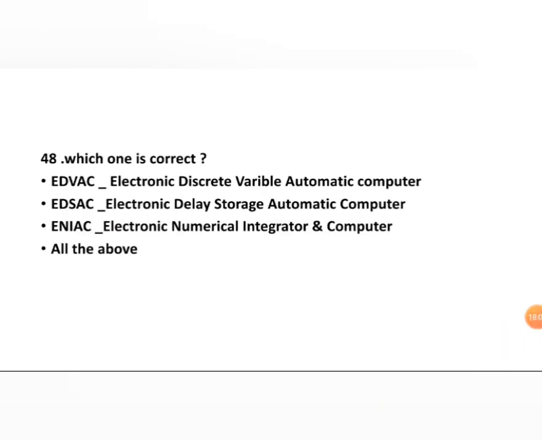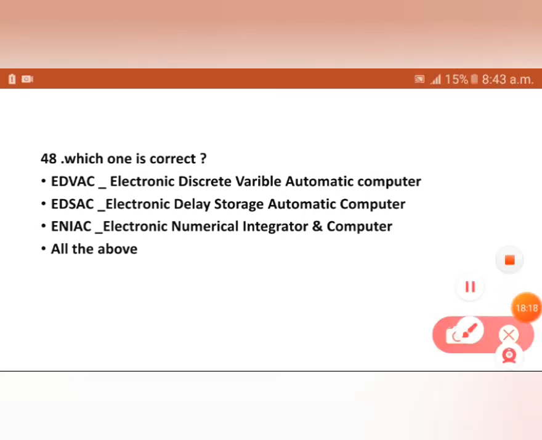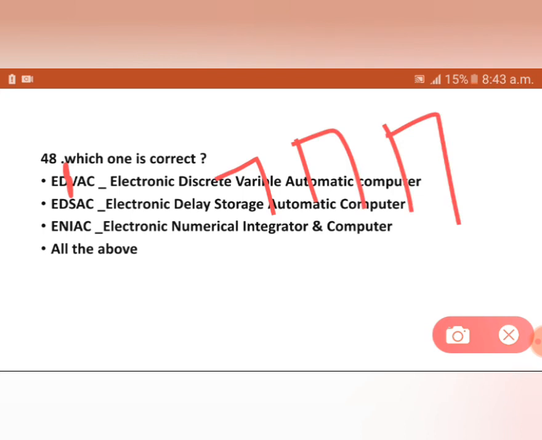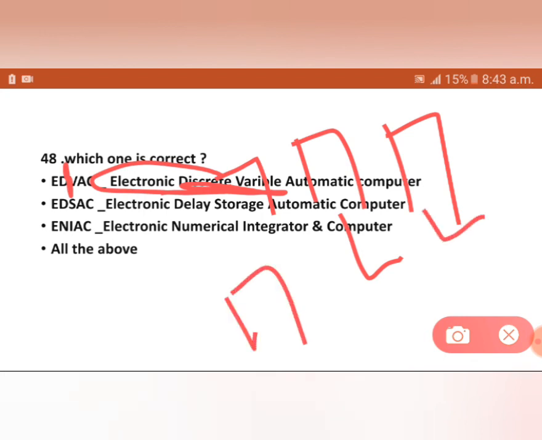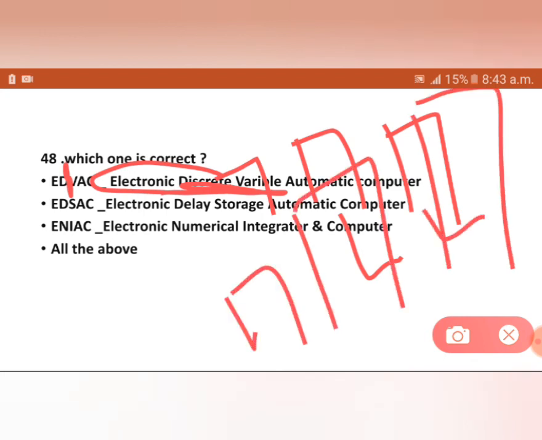One more question, question number 48. Which one is correct? EDVAC stands for electronic discrete variable automatic computer. EDSAC, electronic delay storage automatic computer. ENIAC, electronic numerical integrator and computer, and all the above. The correct option is option number D, all the above. You can remember here discrete is in the form of this. So electronic discrete is remembered in this way. Discrete and then variable. I hope you have got this.